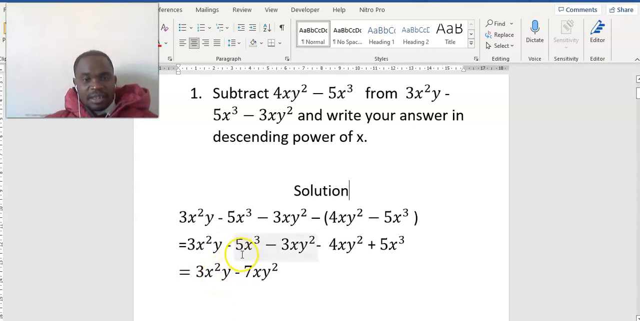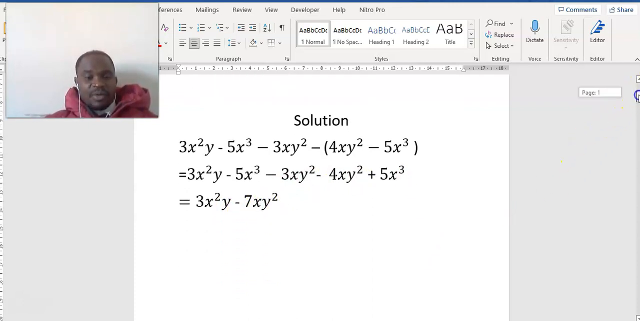Then let's look at x to the power 3. We have x to the power 3 here. So this is minus 5 plus 5 is 0. So you don't have to write it again. Alright. Then here we have minus 3. This and this are also like terms. So we can say minus 3 minus 4, which will give us minus 7 xy squared. So we are done with the first one.